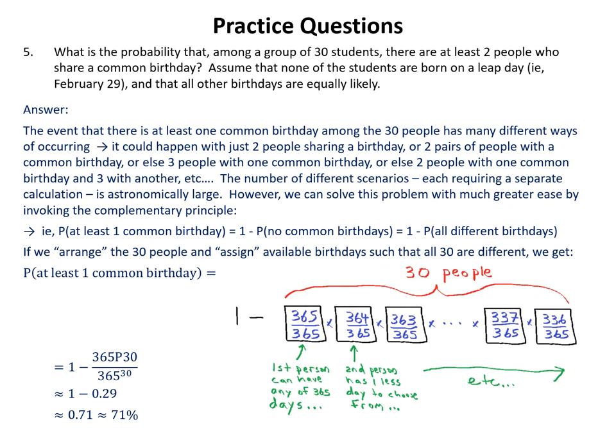So the answer to this problem is that the probability of there being at least one common birthday is equal to 1 minus 365P30 over 365 to the power of 30, which rounds to 1 minus 0.29, which rounds to 0.71 or 71%.